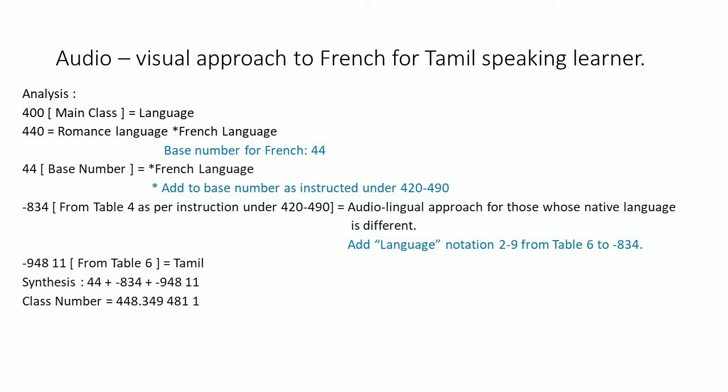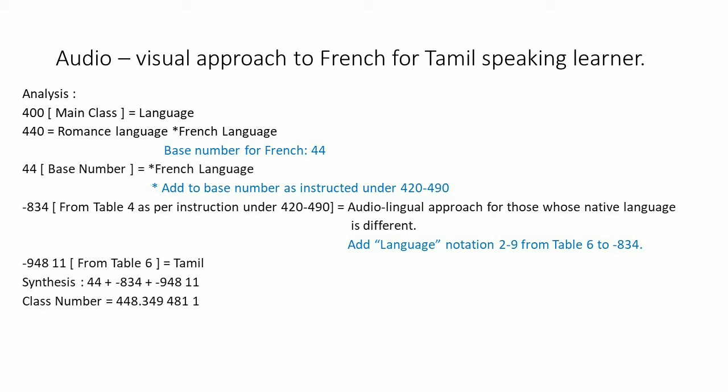So here I will discuss only the 6th paper. In the 6th paper there is a question: audio visual approach to French for Tamil speaking learner. We know that the 6th paper is about classification practice. We have to classify this book according to DDC 19th edition. What will be the notation, what will be the class number? At first we have to do the analysis of the notation. After that we will do the synthesis of this notation. After that we will write the class number of the particular book.